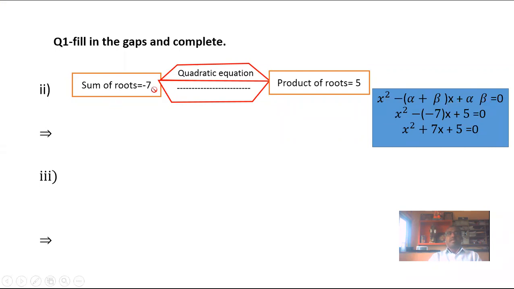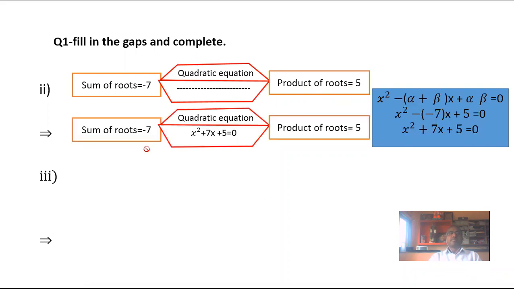Here alpha plus beta means sum of roots is given as minus 7, and product of roots, alpha into beta, is given as 5. x square minus (minus 7) x plus 5, minus times minus is plus, then we get x square plus 7x plus 5 is equal to 0. This is the required quadratic equation. Hence, sum of roots is equal to minus 7 and product of roots is equal to 5. The required quadratic equation is x square plus 7x plus 5 is equal to 0.